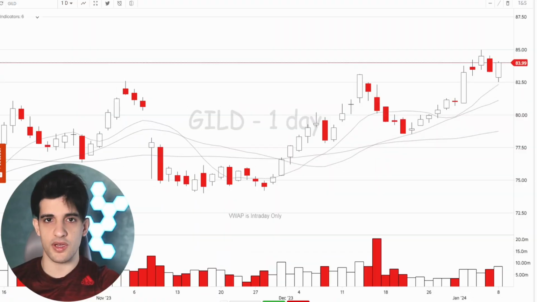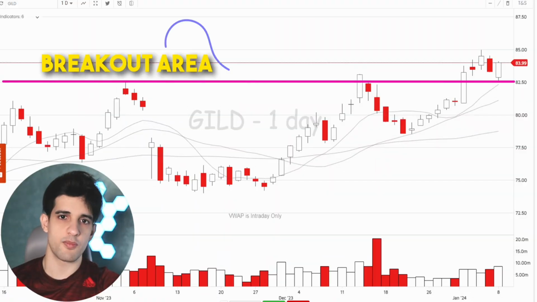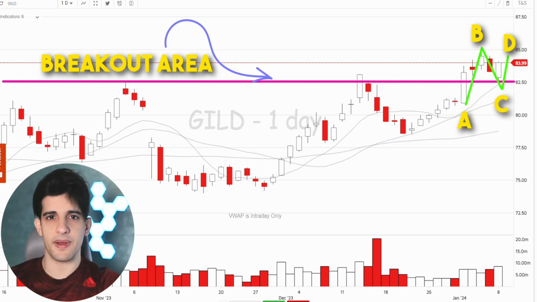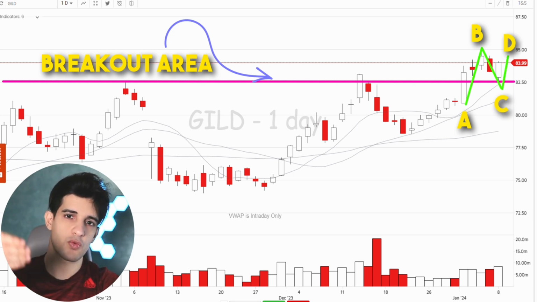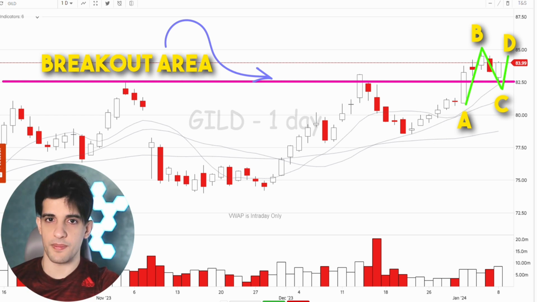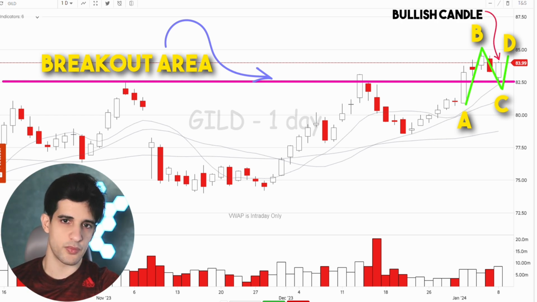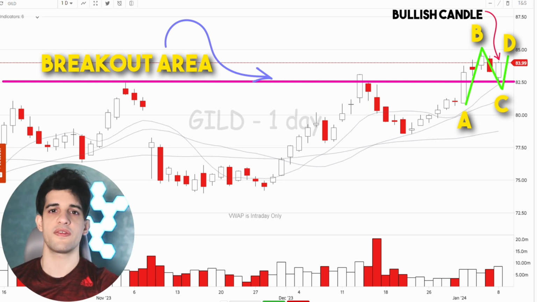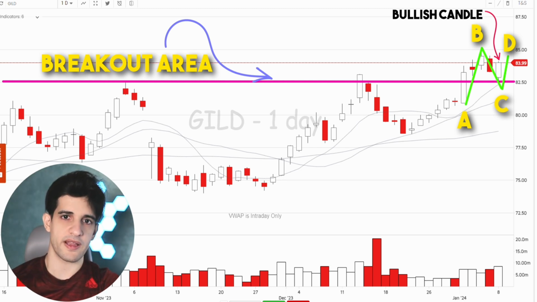On the daily chart, you can see that we have broken a multi-month level. And finally, after we broke this level, we started forming an ABCD pattern. An ABCD pattern is a trend continuation pattern which indicates that we could go even higher. Looking at the previous day, you could see that we closed as a bullish candle, and the bullish candle on the previous day indicates that today we might have a continuation.